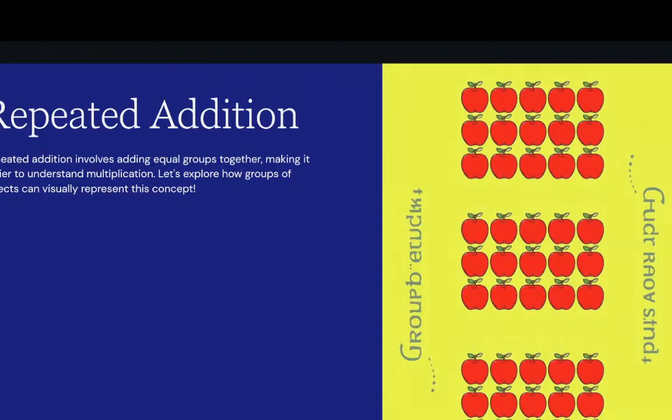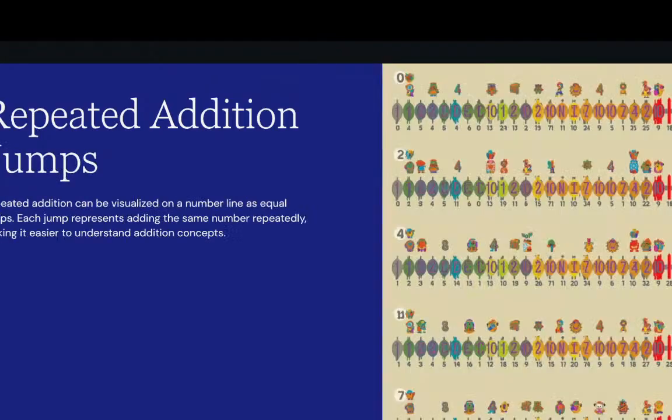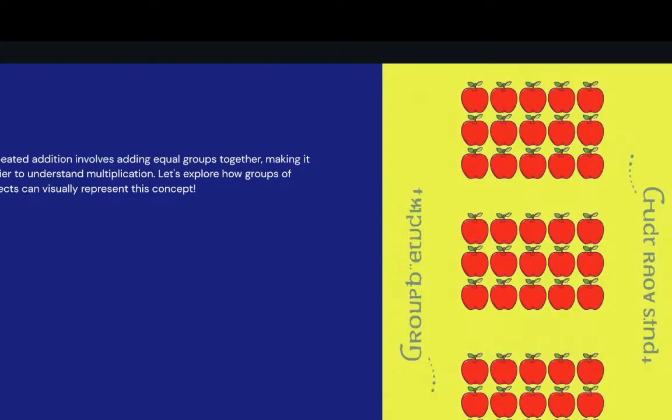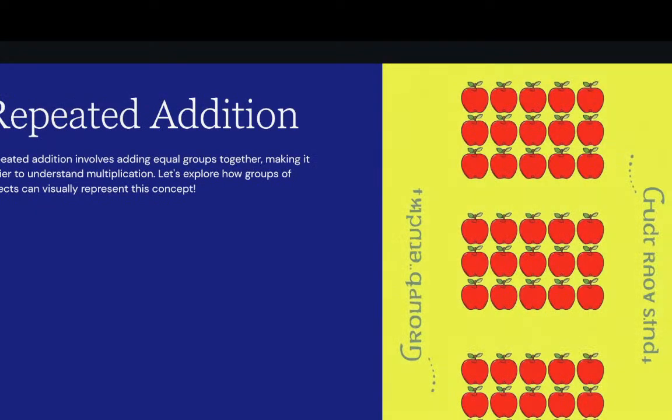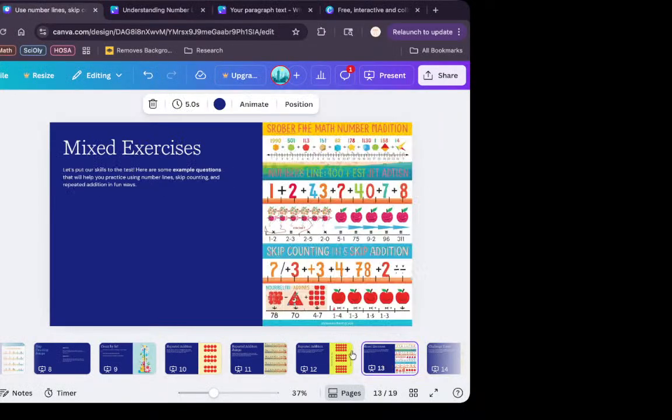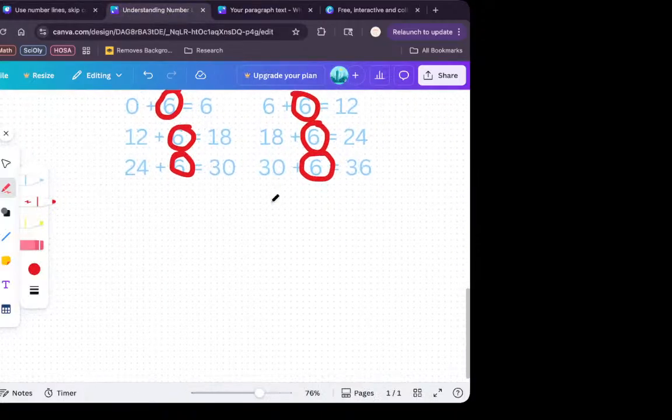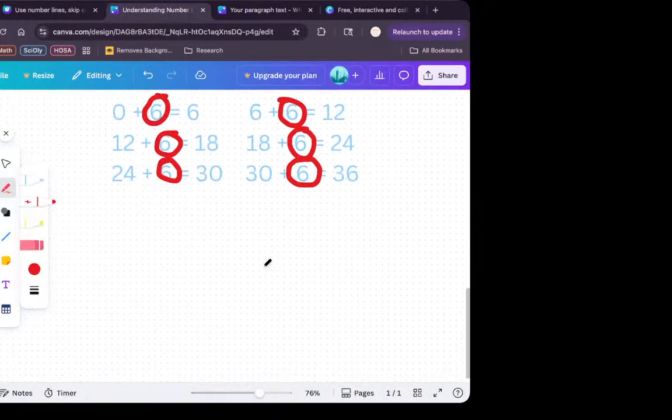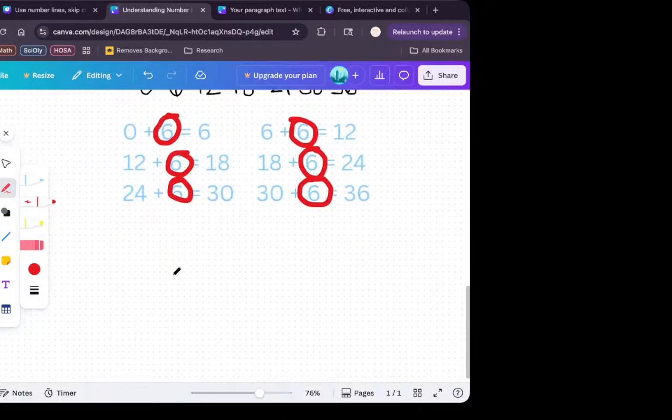Repeated addition. It is again the same thing, except this is going to be with groups. This is when we're going to add equal groups together. So I will visualize that for you guys right now. I'll just add it in the same section, okay?